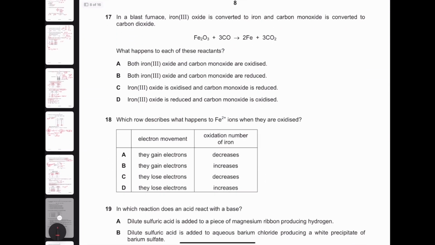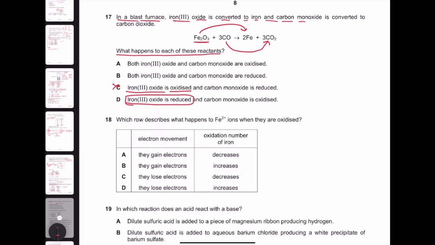Question number 17. In a blast furnace, iron(III) oxide is converted to iron. Alright, we remember this equation from extraction of metals. What happens to each of these reactants? We know that iron(III) oxide is getting reduced because it is losing oxygen, and carbon monoxide is getting oxidized. So is iron(III) oxide getting oxidized? No. It is getting reduced, because it is losing oxygen. On the other hand, carbon monoxide is gaining oxygen. Earlier it is CO, now it is CO2. Gain of oxygen or loss of oxygen? Gain of oxygen, obviously. So it is oxidized. Answer is D.